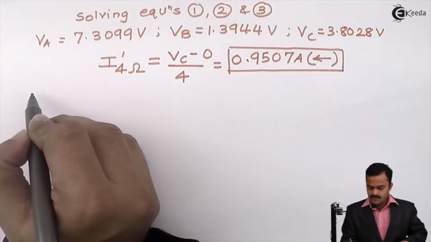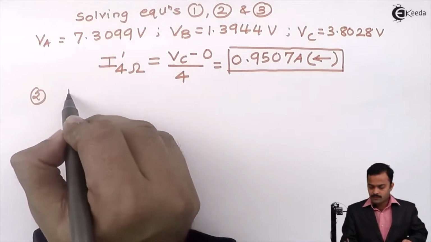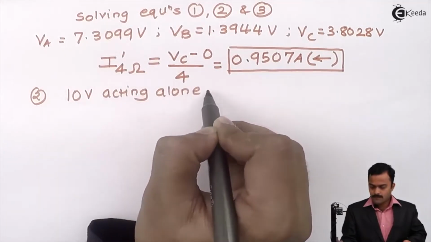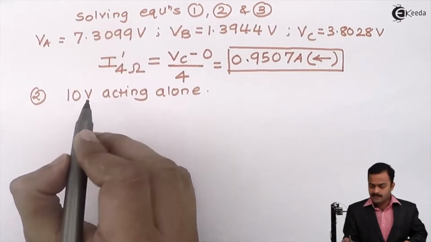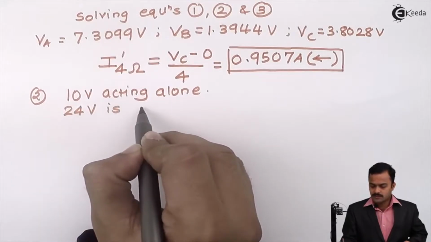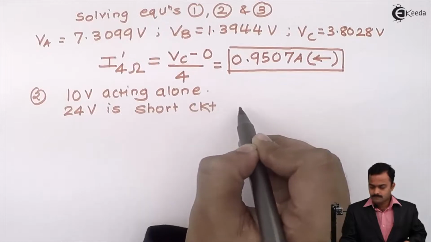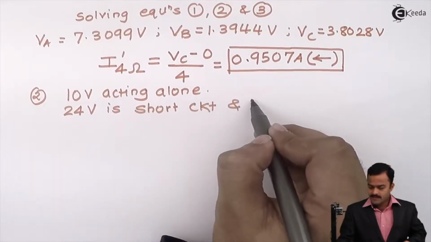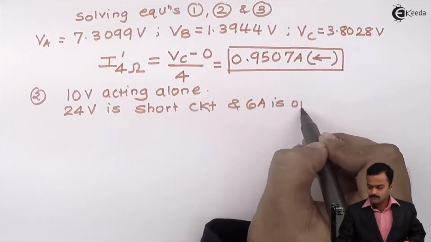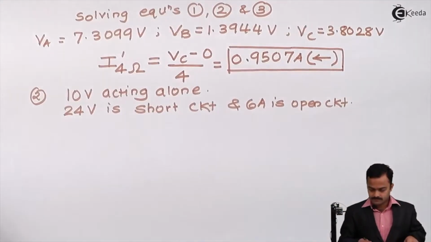So I will consider second step where I am going to consider 10 volt acting alone. So if I consider 10 volt acting alone, remaining voltage source is 24 volt, that I will short circuit. So 24 volt is short circuit, and 6 ampere is a current source which will be open circuit. So the circuit will look like this.